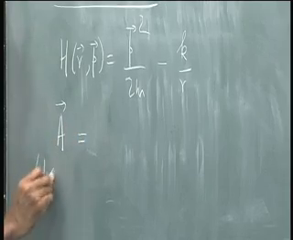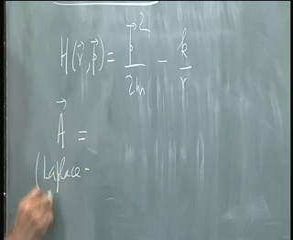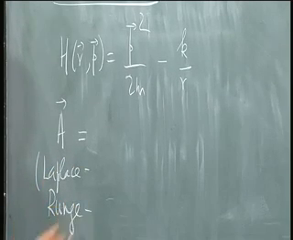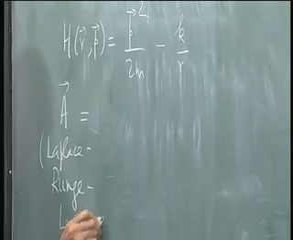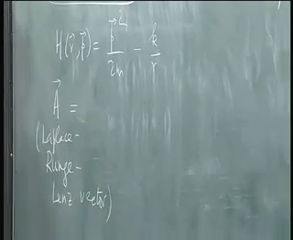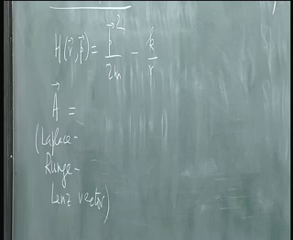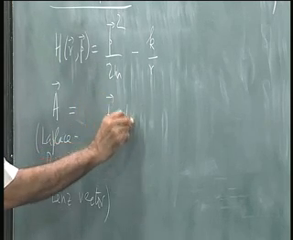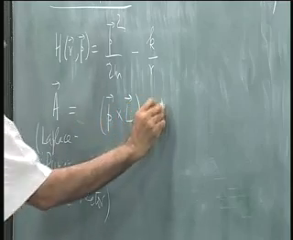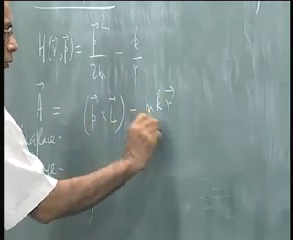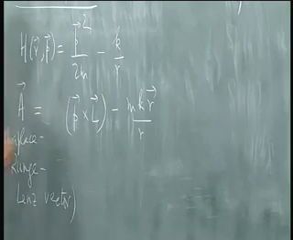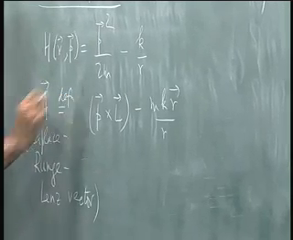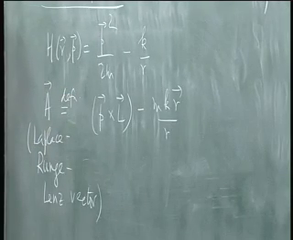and it is called the Laplace-Runge-Lenz vector. Okay. And it is defined as p cross L minus mk r over r. This is the definition. Okay. And the claim is that A is a constant of the motion.